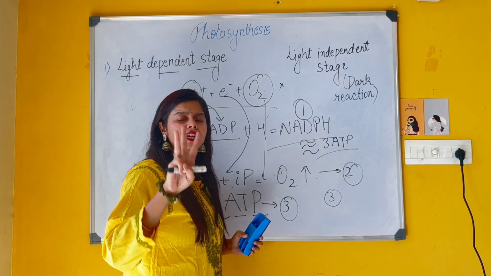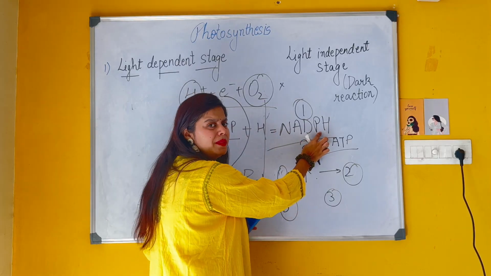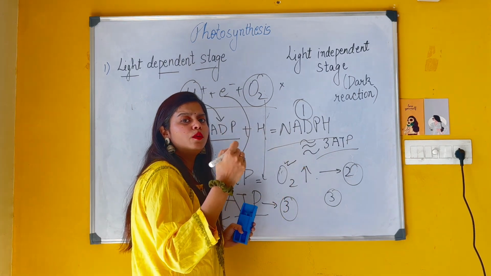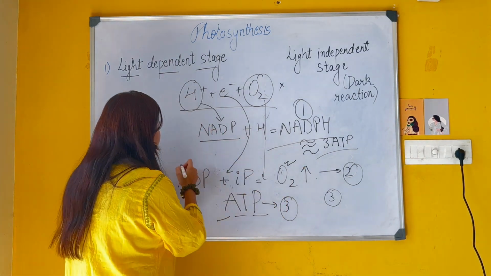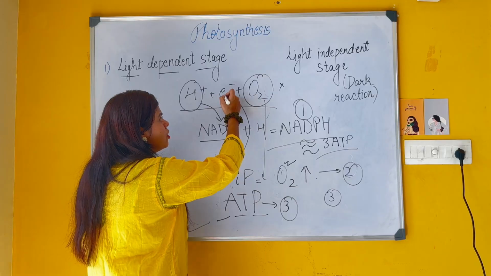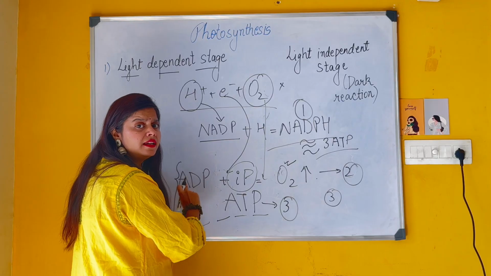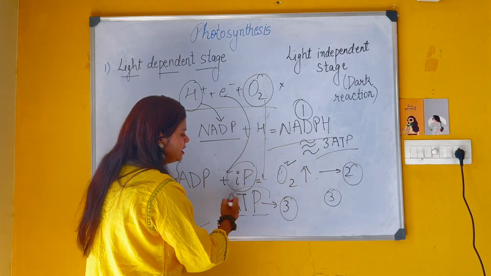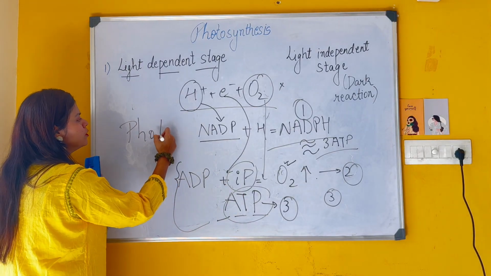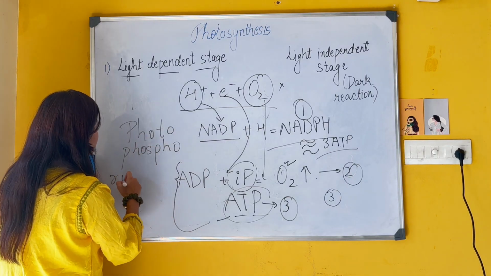So what are the three end products of the light dependent stage? Higher energy compounds, NADPH and ATP. The last one is oxygen, which is released out in the atmosphere. This step has a name. The process by which electrons add one more inorganic phosphate to adenosine diphosphate to make it adenosine triphosphate is called photophosphorylation.